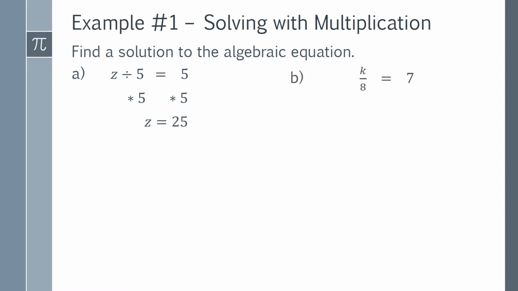Part B. k over 8 equals 7. Remember that k over 8 means the same thing as k divided by 8. So we'll multiply both sides by 8, and this leaves us with the solution, which is k equals 56. Remember that for both of these examples, you can take your solution and plug it back into the original equation to check your work.